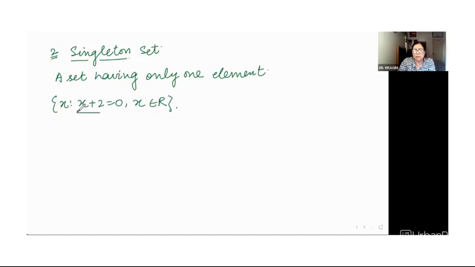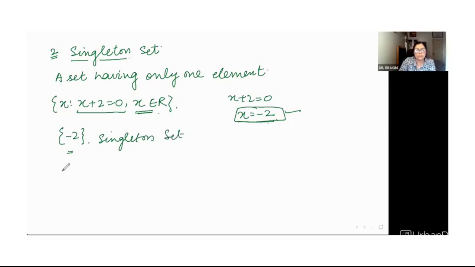Now there is a set whose elements are the solutions of this equation. So we can solve it like x plus 2 is 0 and x is equal to -2. This is the only solution for this equation. And you can see it satisfies the condition that it is a real number. X belongs to R means x is a real number. So yes, it is. So now we have got only one answer to this relation. So this kind of set, which has only one element, is called a singleton set.